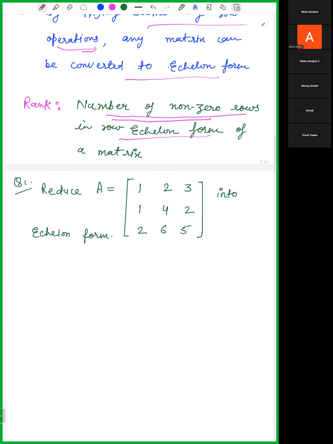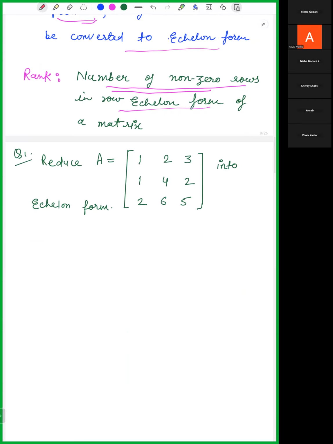So let's discuss. Here you are given a matrix. Now you have to convert this matrix into echelon form, because when it is converted into echelon form, it is very easy to find the rank. Then you have to see only the non-zero rows. Non-zero rows means at least one element will be non-zero. Now the main thing is to convert this into echelon form.